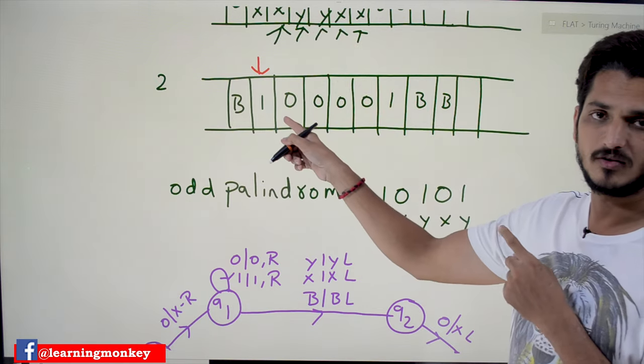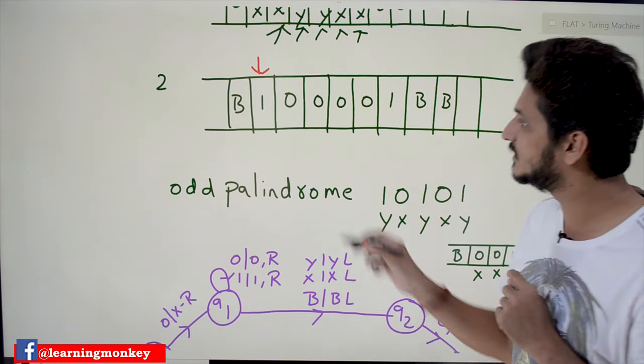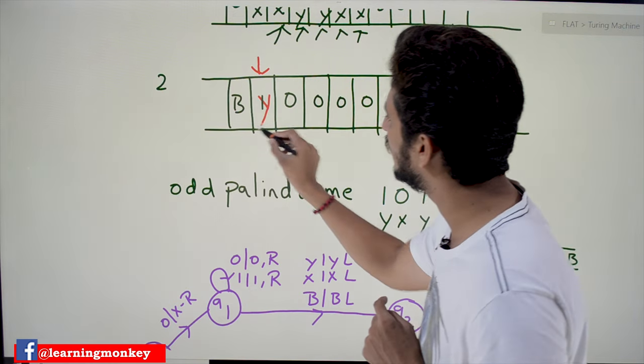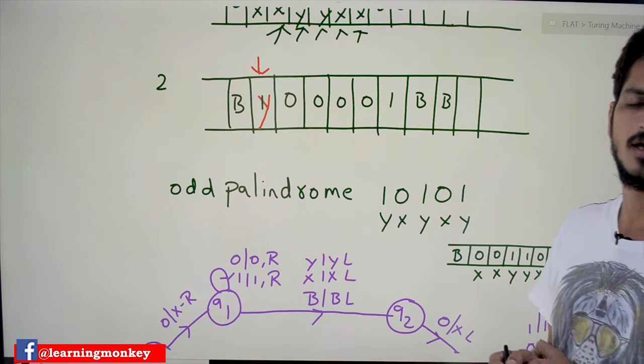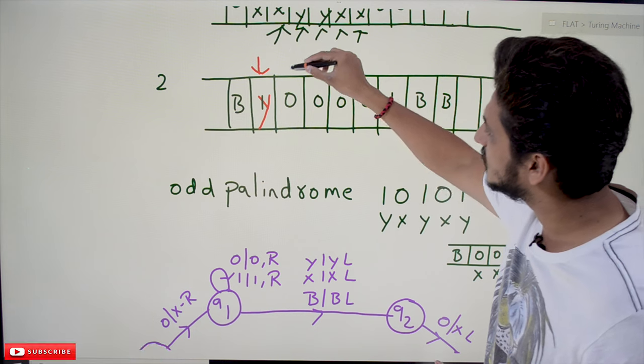First symbol is 1. What we have to do? We have to convert this into y. We converted it into y. After that, we have to take one step to the right.